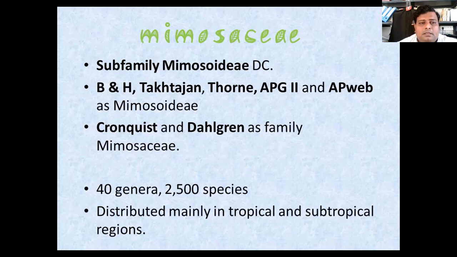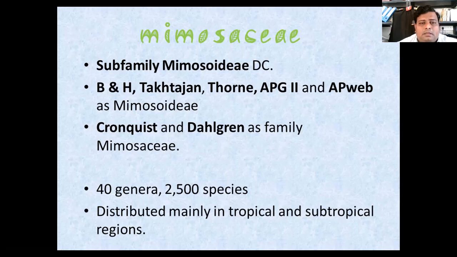And some rarely climbers like Entada. Entada is a climber whose fruits grow up to 1 to 2 meters long. It is a pod. Or aquatic plants like Neptunia are there.